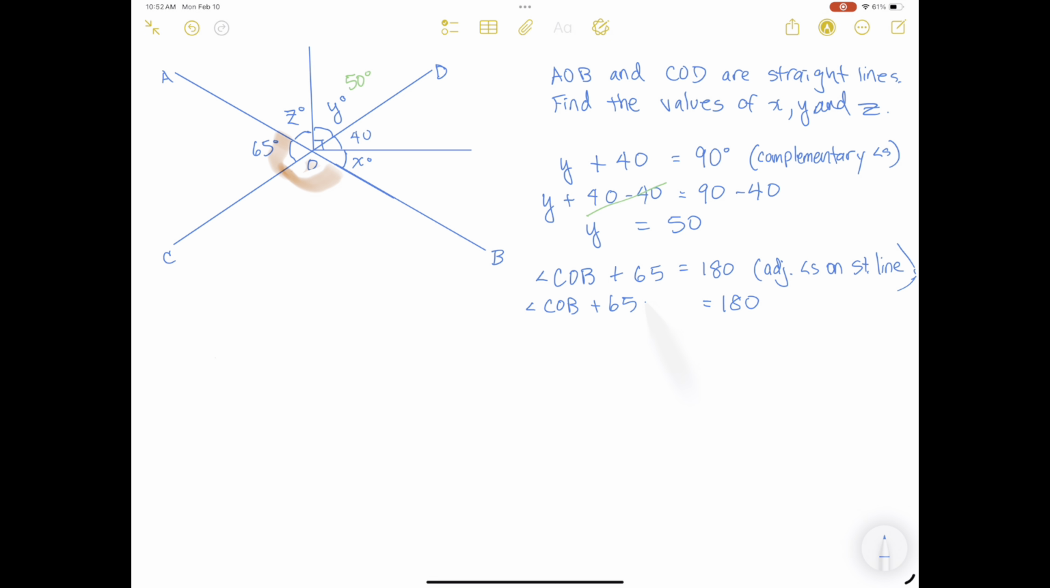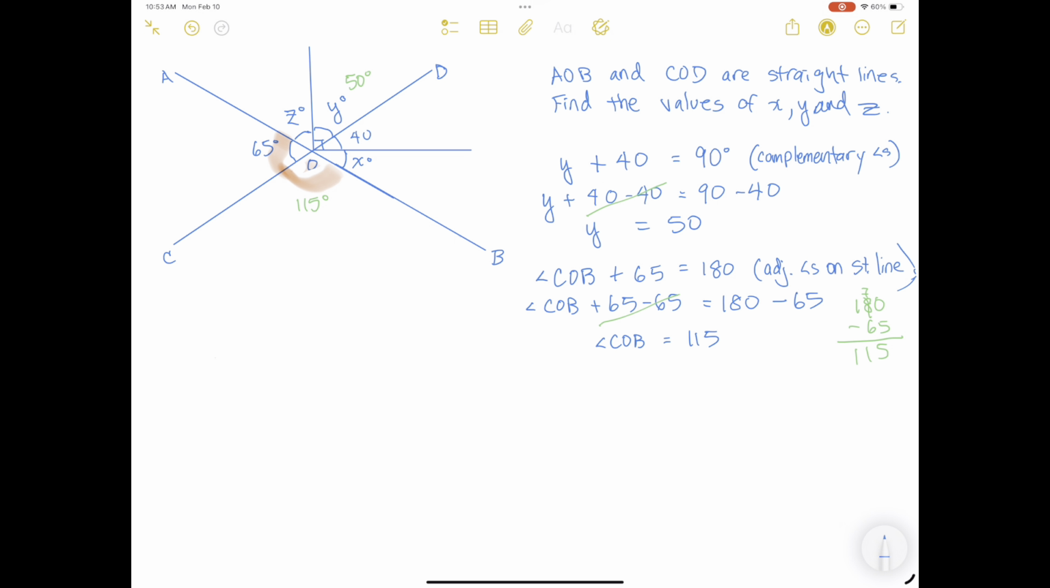I rewrite the equation on the next line, giving myself plenty of space to show the math. So on the left-hand side of the equation, 65 minus 65 equals 0, leaving angle COB by itself. On the right-hand side, 180 minus 65, I do that work on the side, and I get 115. So angle COB equals 115. I write 115 next to angle COB on the figure.